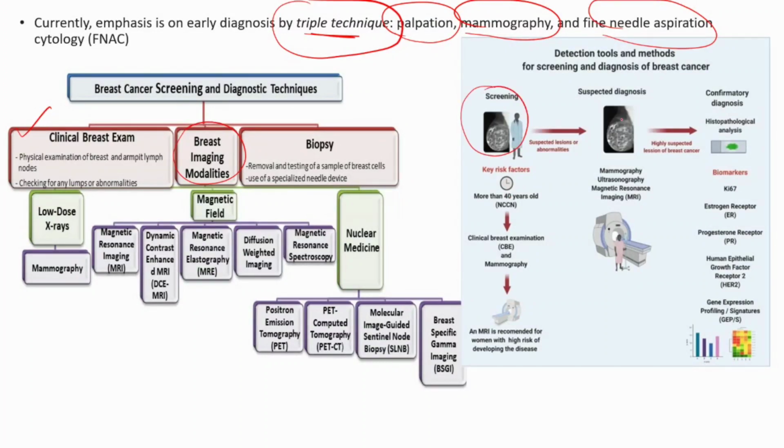Initially, for screening, in suspected diagnostic patients, we have to go for mammography. In mammography, if it is suspected, we go for confirmatory tests like histopathological tests and biomarkers: Ki-67, estrogen receptor, progesterone receptor, HER2 receptor, and gene expression. All these we perform, and then go for the final diagnosis. So these are the different points about diagnosis.